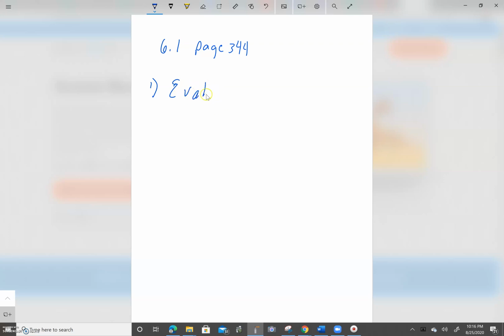Oh gosh, it's the beginning of the school year and my handwriting isn't very good. Evaluating. Oh, that's terrible. I just have to rewrite this. Evaluating algebraic. I'll get better, you guys. Algebraic. Oh, this is horrible. I'm so sorry.